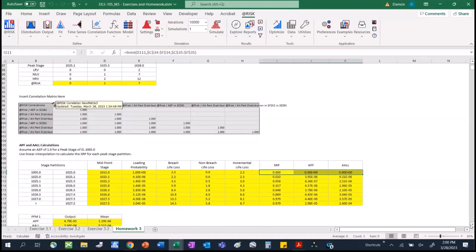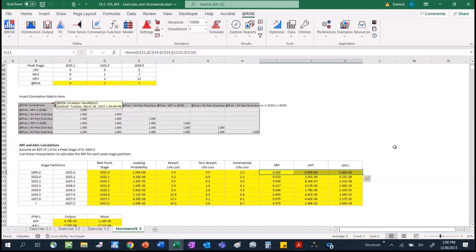So if we were really doing this the right way, we would have everything fully defined for our consequences. So it would start probably at 1025. And if we had that relationship set, then this would be zero. But again, for all those partitions and stages that are below the crest, the system response probability is going to be zero anyway. So both my APF and my average annual life loss are going to be zero. Does that make sense? Yeah.